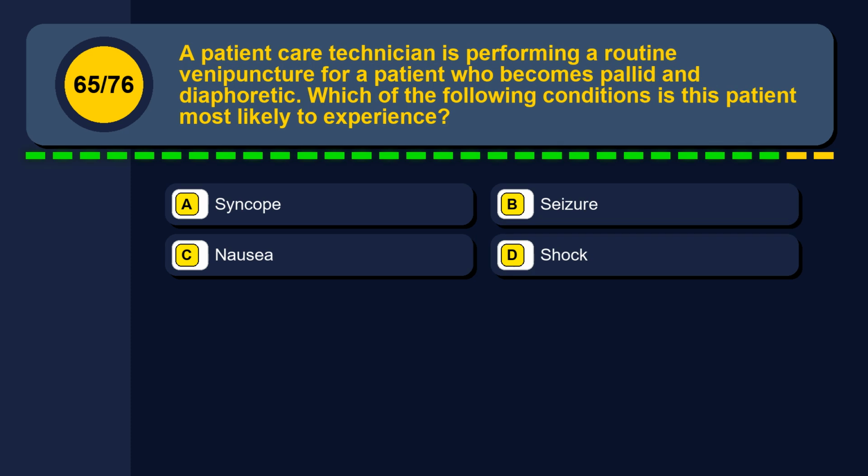Question 65. A patient care technician is performing a routine venipuncture for a patient who becomes pallid and diaphoretic. Which of the following conditions is this patient most likely to experience? Option A, syncope. Option B, seizure. Option C, nausea. Option D, shock.